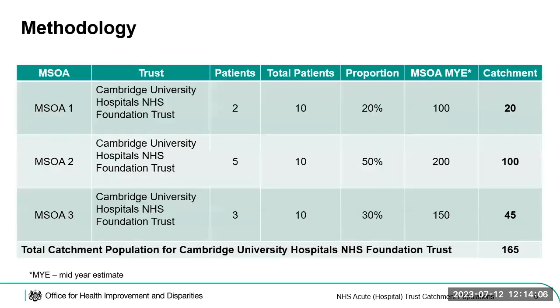Just a visualization of that: in this example, we've got 3 MSOAs. We're using Cambridge Hospital as the example for this. For that MSOA, they had 2 patients. From MSOA 2, we've had 5 patients, MSOA 3, 3 patients. For Cambridge Hospital in total, they've had 10. We apply that proportion, and when you sum it up, we can see that for this example, Cambridge University has a catchment population of 165.